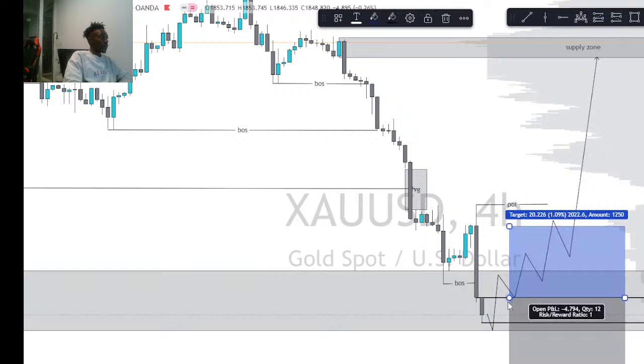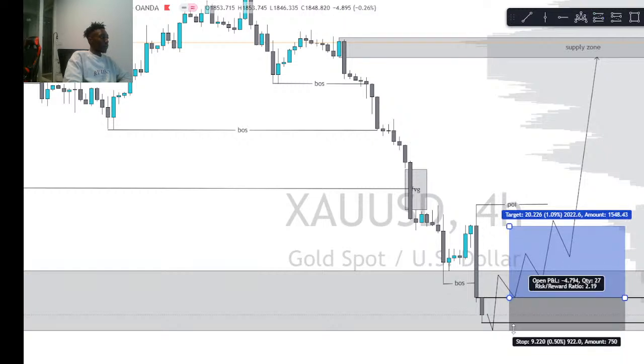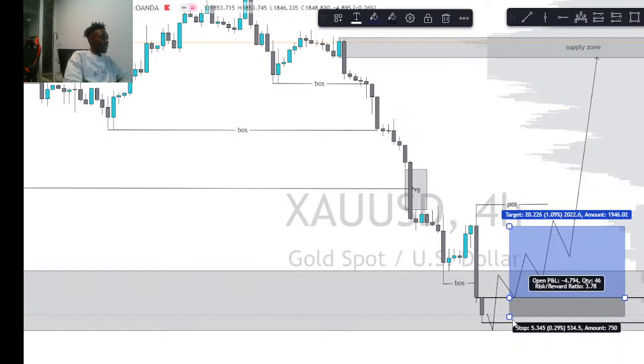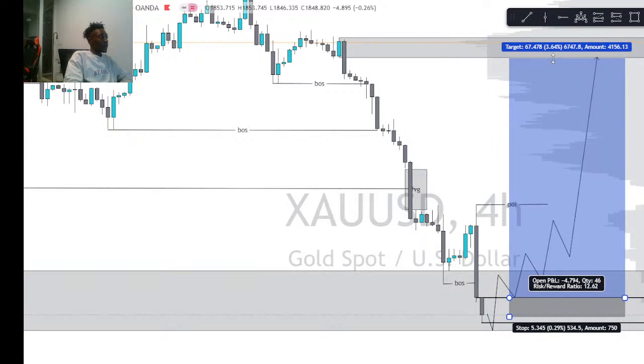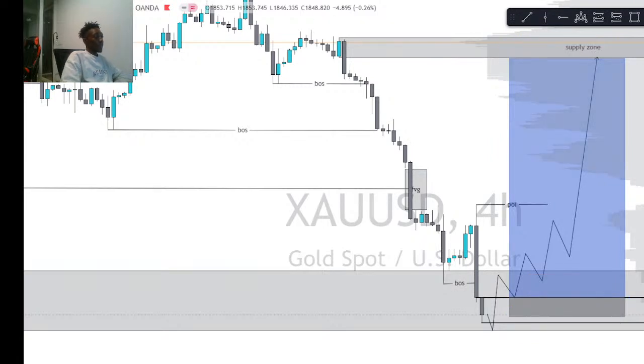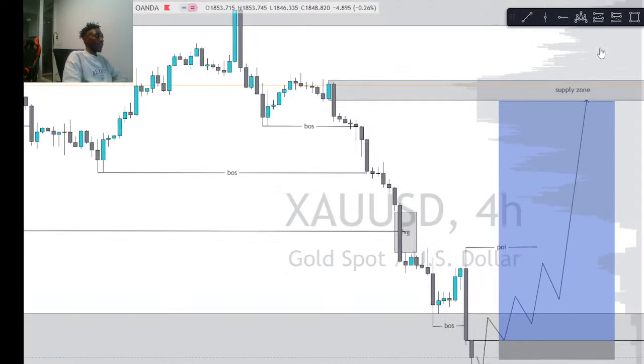So we are going to be looking for buys on, if you are interested in taking the trade, 1853. 1853, that's where we're going to start looking for buys. Once gold breaks above 1853, we're going to start looking for buys. You understand? We are buying to sell.